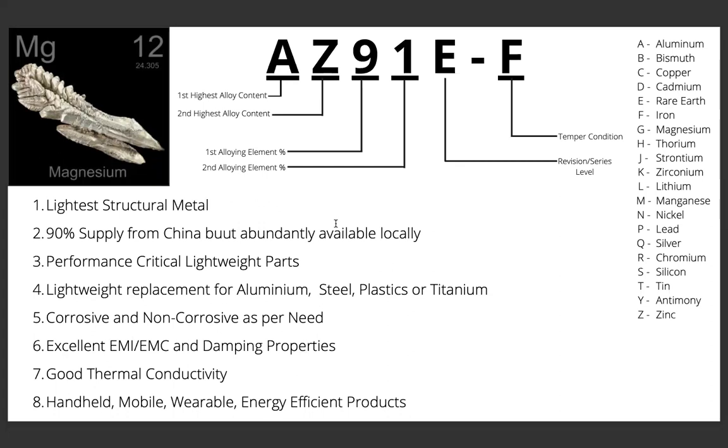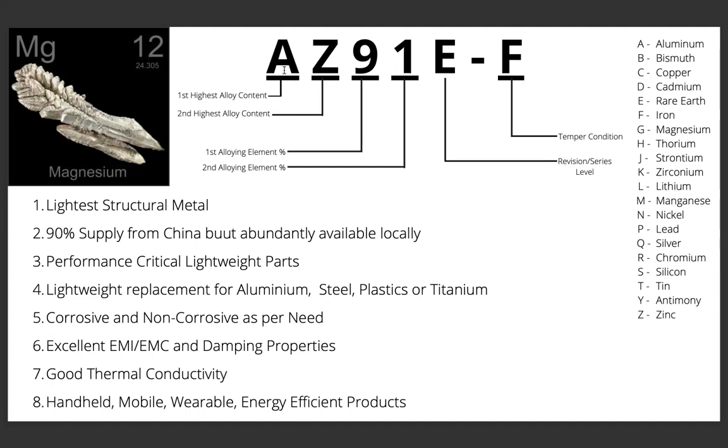To understand how magnesium is categorized, you can see over here the alloy designation, which is AZ91E. It is the most commercially used alloy globally. Most magnesium alloys will be categorized in this way. The first letter of this alloy, A, stands for the highest alloy content. Now these letters keep changing. So the highest alloy content is number one, the second highest alloy content is number two, and you understand what element that is from the table on the right.